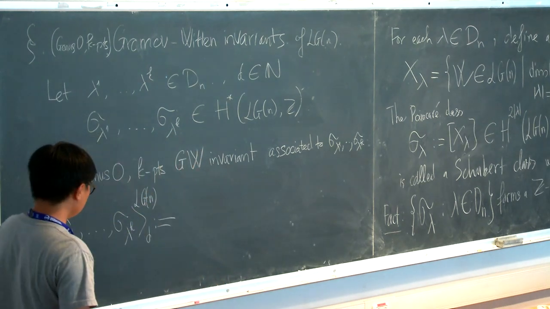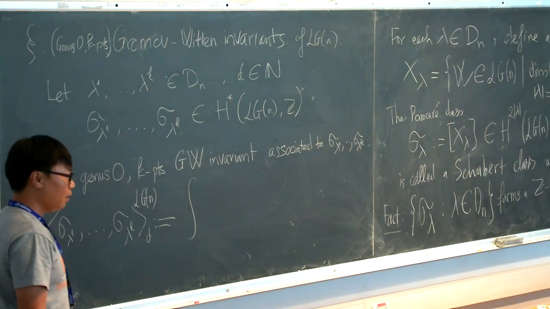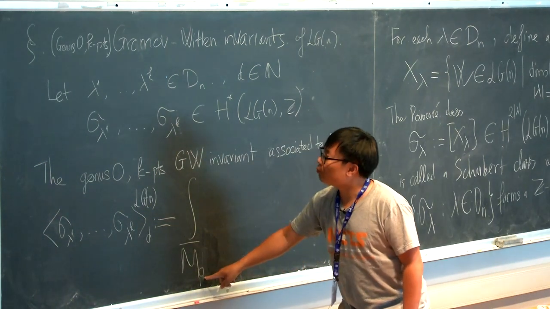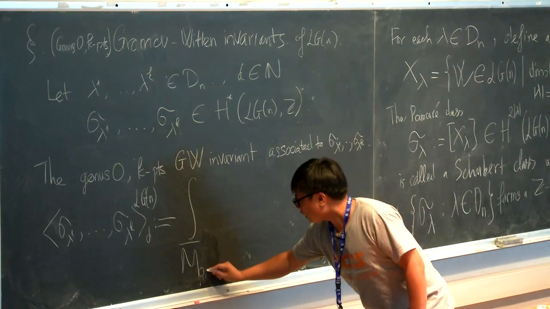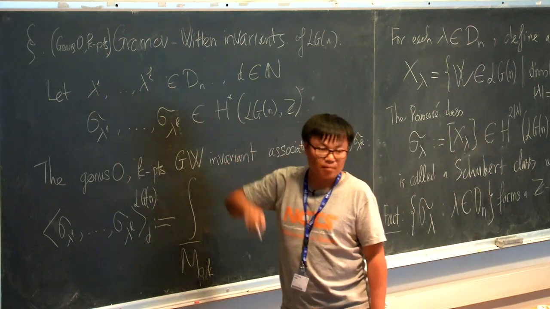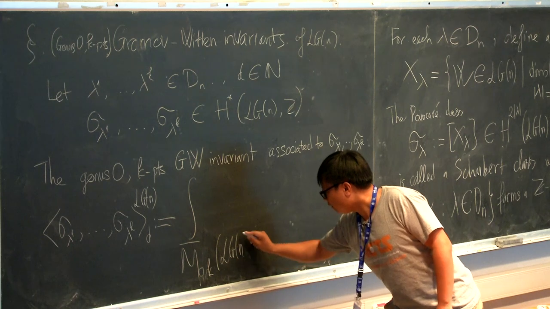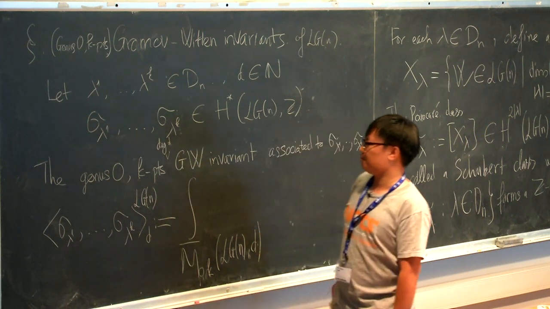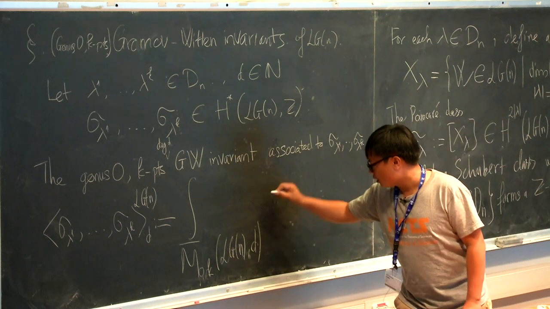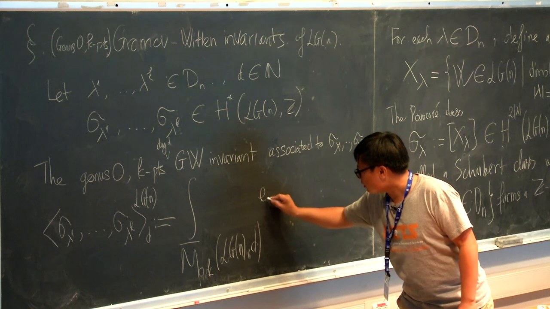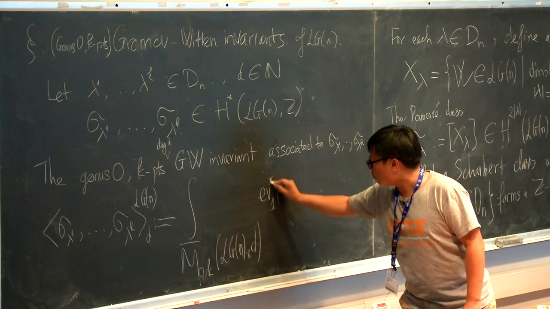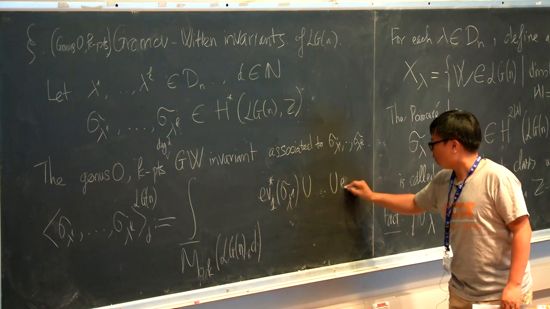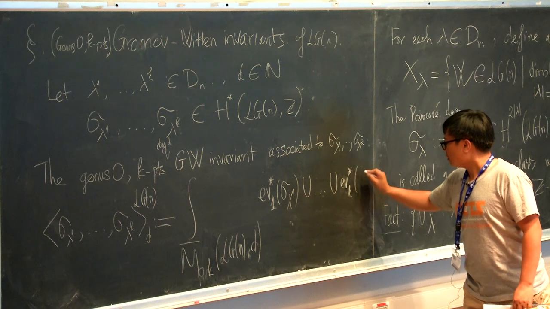So by definition, this will be the integral over the moduli space of stable maps, let's say M bar 0,k of LG(n), and it must be of degree d. So it is the integral of EV 1 pullback of sigma lambda 1, cup product with EV k pullback of sigma lambda k.